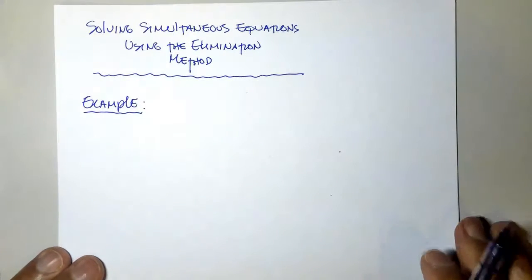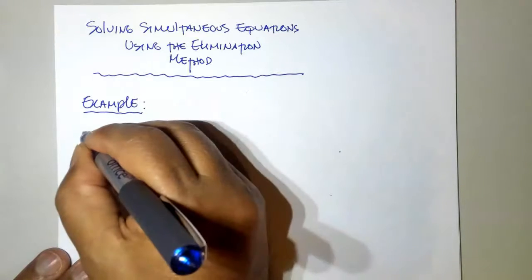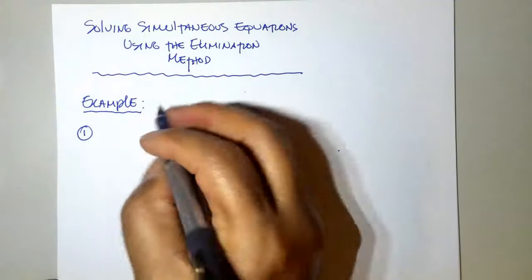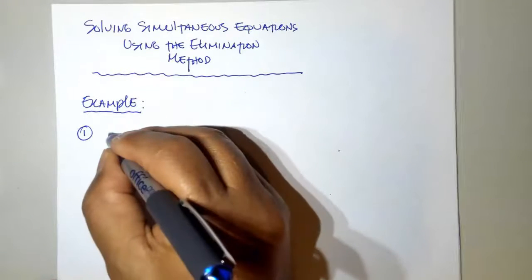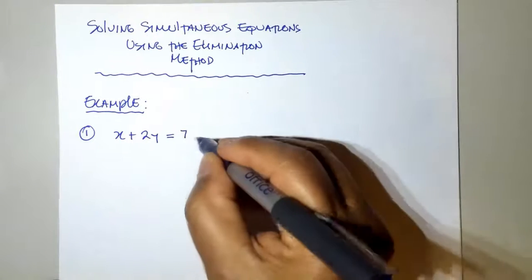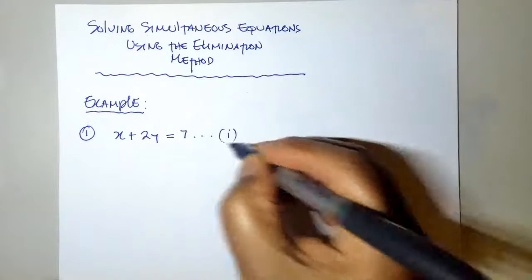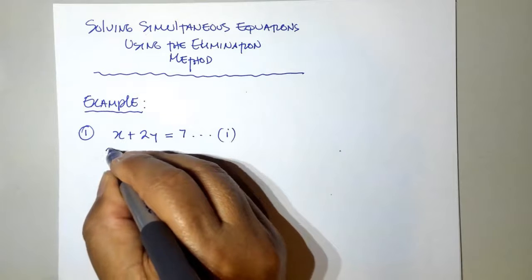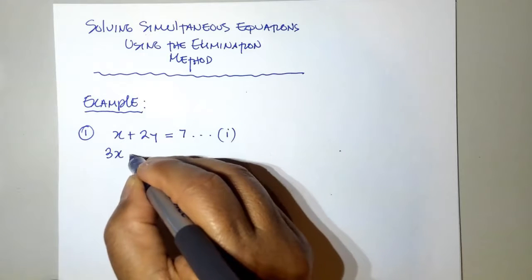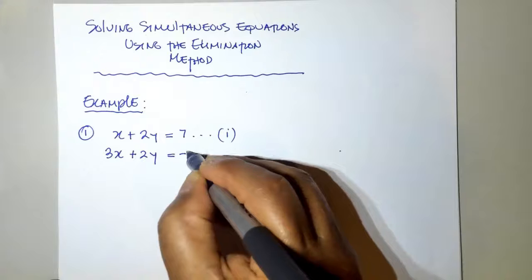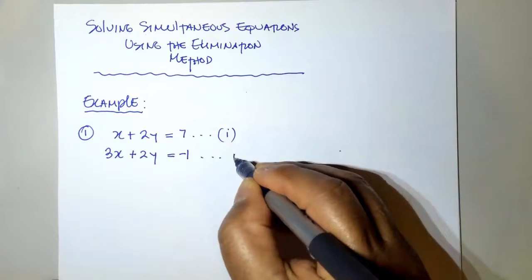Okay, so let's say that we have something like this. We're going to do an easy one and then a more challenging one. Question 1. Let's say that we have x plus 2y equal to 7. That is my equation 1. And then let's say that we have another one, 3x plus 2y is equal to -1. That is my equation 2.